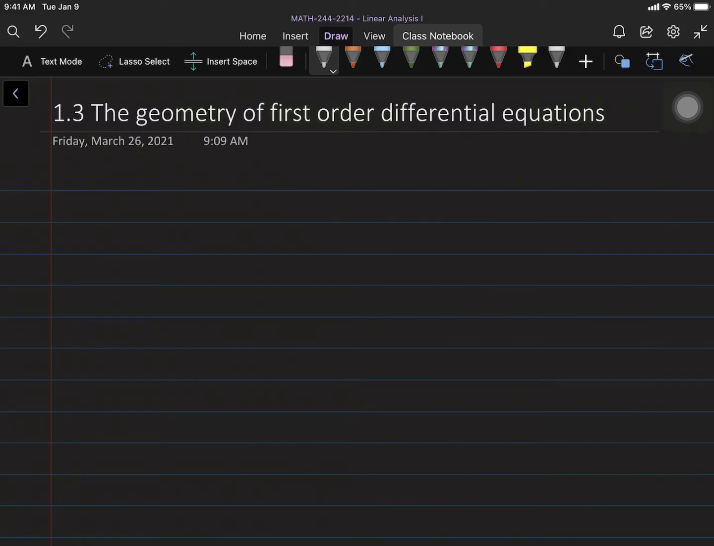Hello, in this section we are going to study the geometry of first order differential equations. In this section we are going to sketch the solution curve. So firstly, let's take a look at the definition.